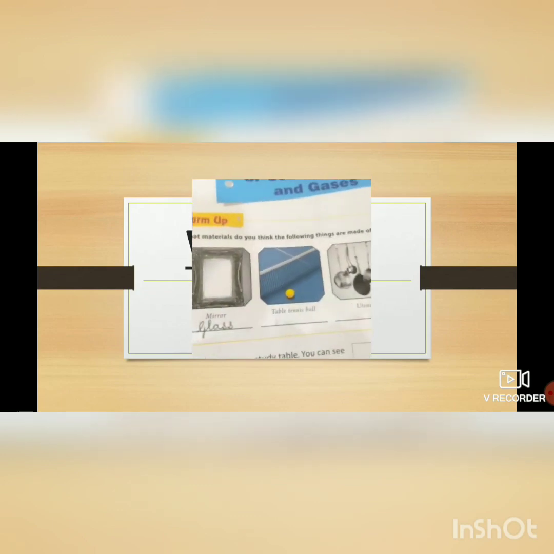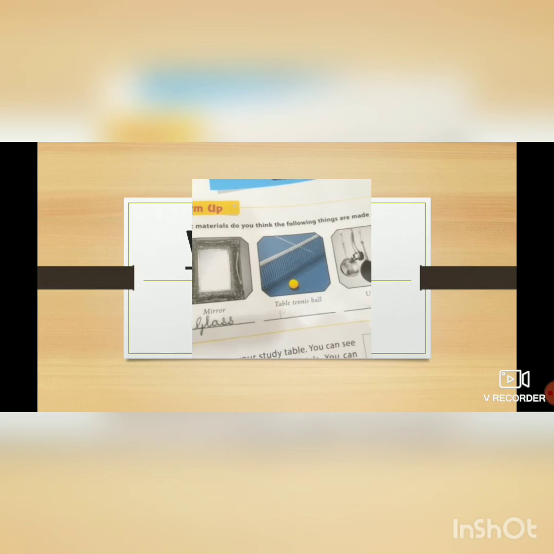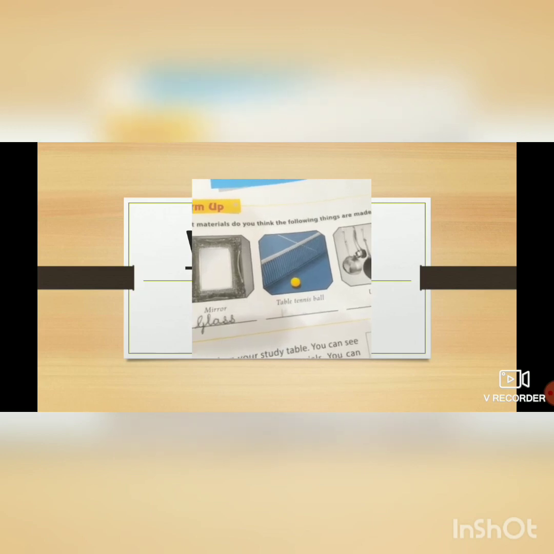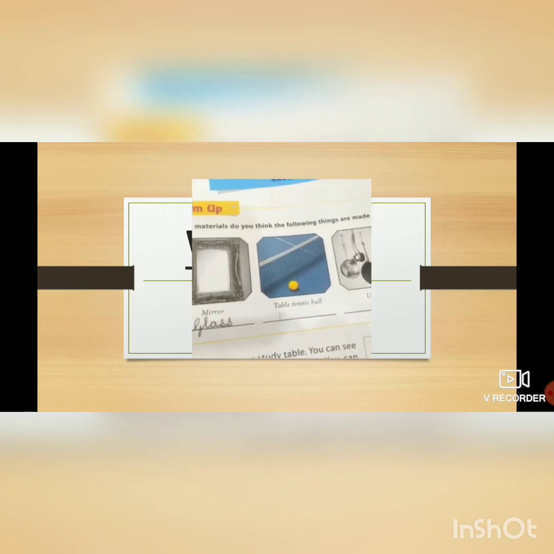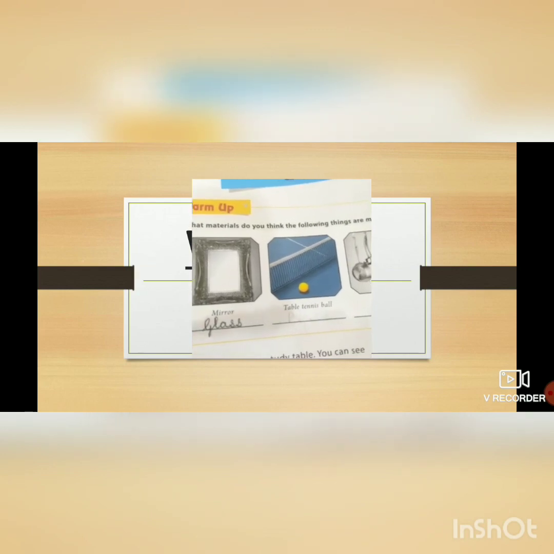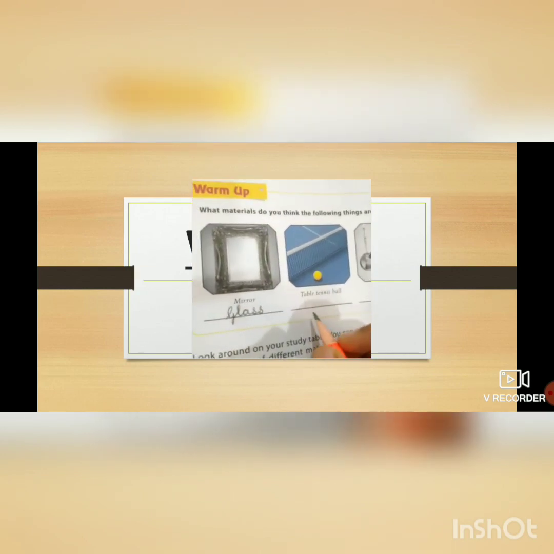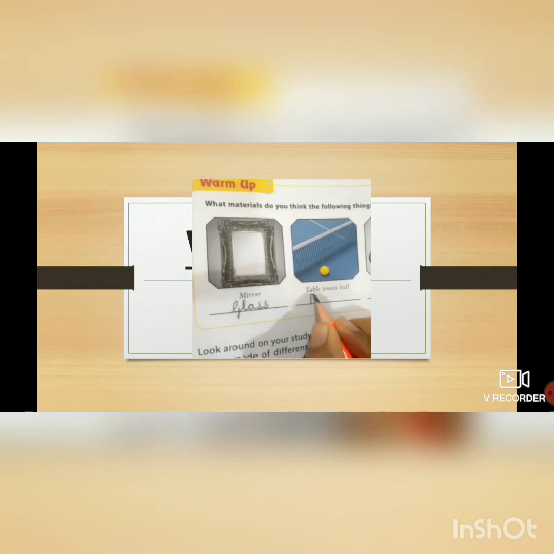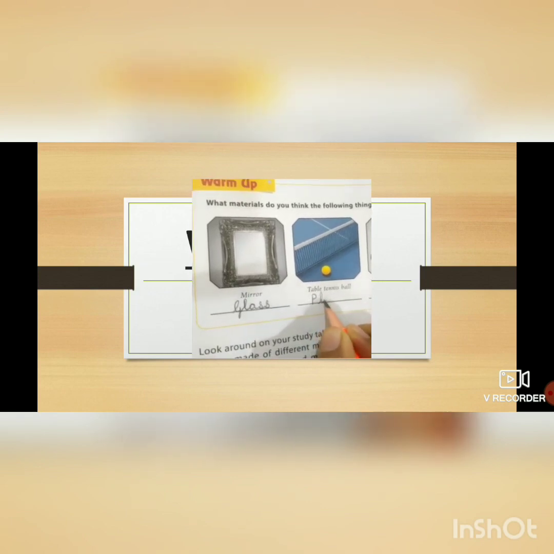Now students, let's see the second one. Here we can see that there is a table tennis ball. Now we know that the table tennis ball is made up of plastic. So we are going to write the material for the table tennis ball, that is plastic.